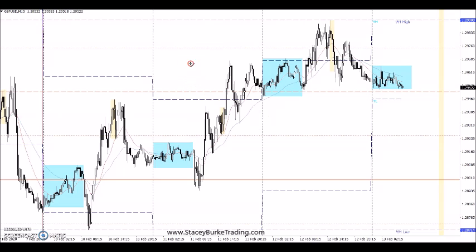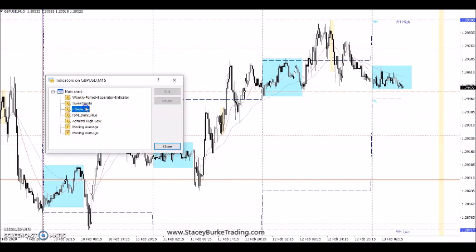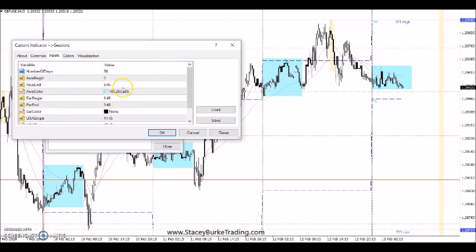Now the other indicator that I have on here is called the iSessions indicator, which again is a free download. I just have it set for the Asia time frame. My times are set on the chart time, but basically this is the Asian trading hours just prior to the Europe market changeover.